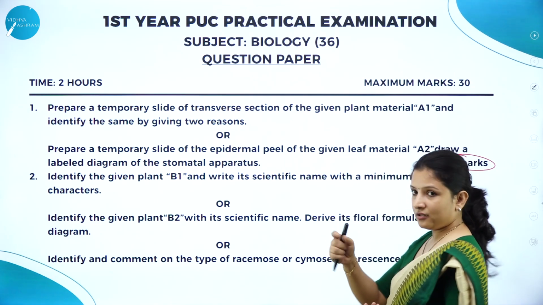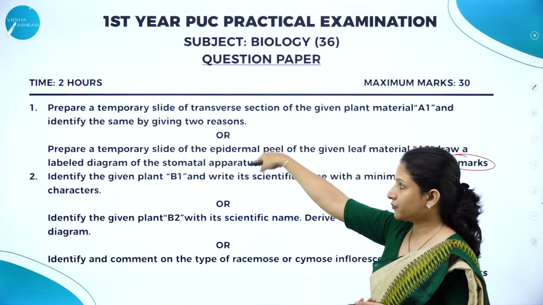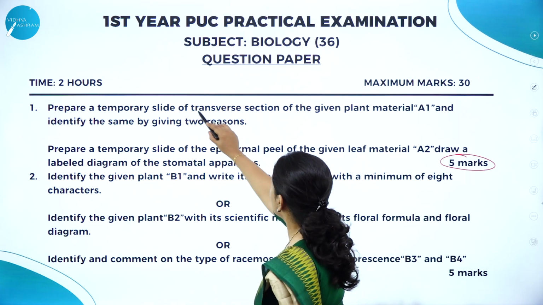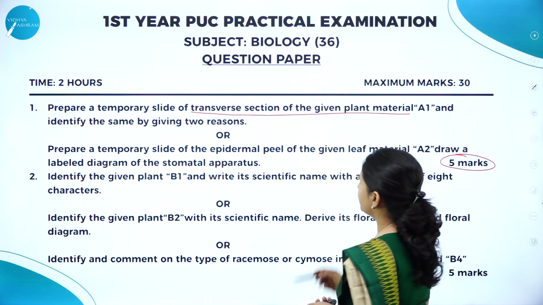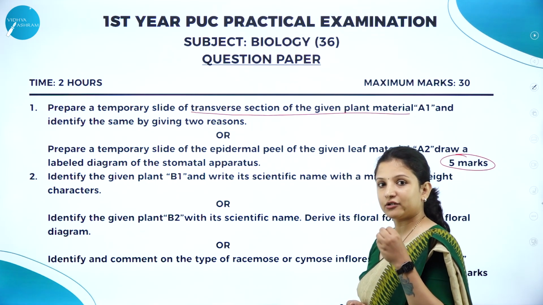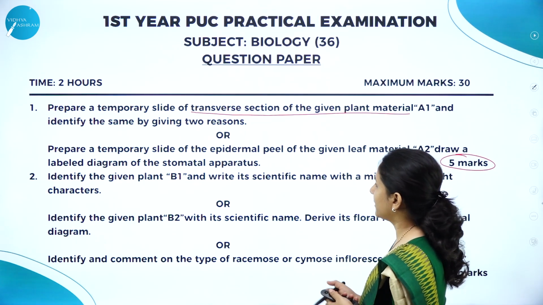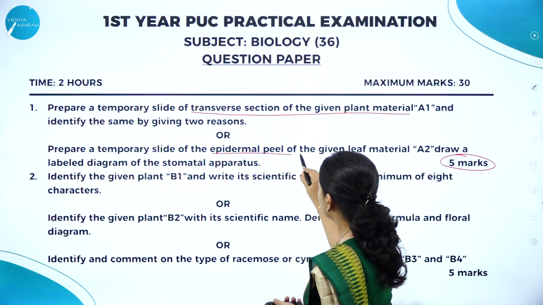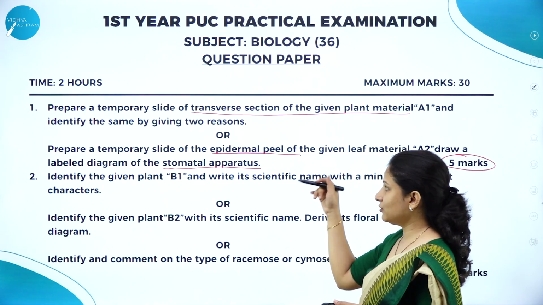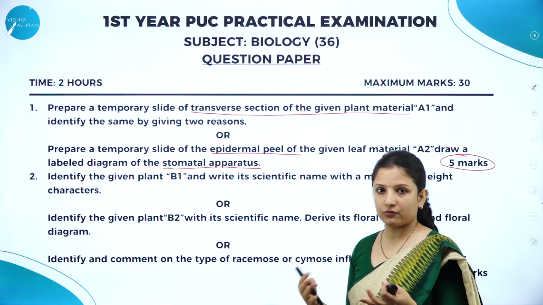In that it is again a chit system. So when you pick a chit, which experiment you get from these 2, that you have to perform and write about it. So first is you have to take a transverse section of the given plant material A1, identify the different types of tissues or cells in that, and you have to write reasons regarding it. Next is prepare a temporary slide of epidermal peel, wherein you have to study the stomatal apparatus. Out of these 2, any one you will get based on whichever chit you pick.